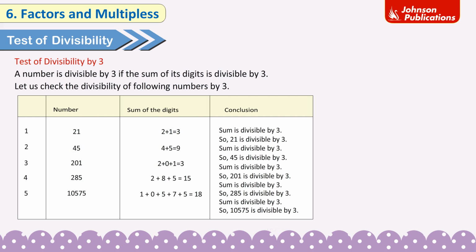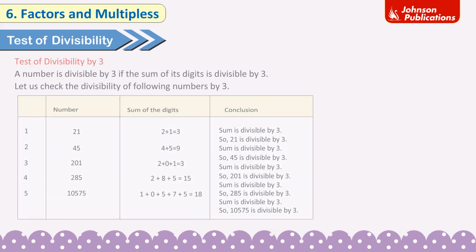10,575. 1 plus 0 plus 5 plus 7 plus 5 is equal to 18. The sum is divisible by 3. So 10,575 is divisible by 3.